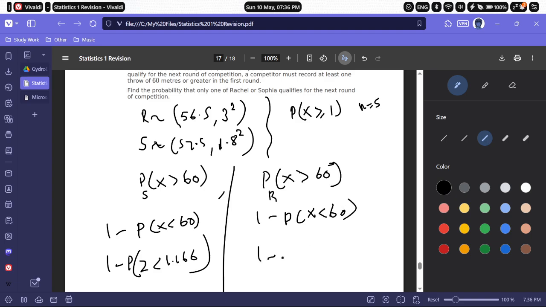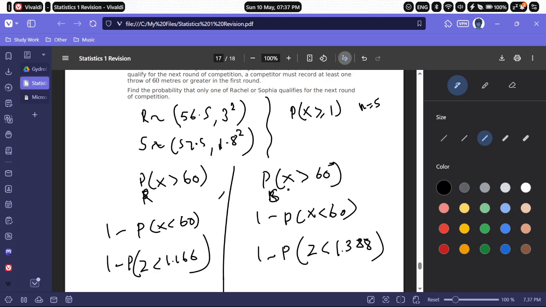So that's 1 minus probability that Z is less than 60 minus... Oh wait, hold on. I think I swapped them. Okay, this will be for Rachel. This will be for Sophia. Anyway, moving on. 60 minus 57.5 upon 1.8, right? So that gives you 1.388.